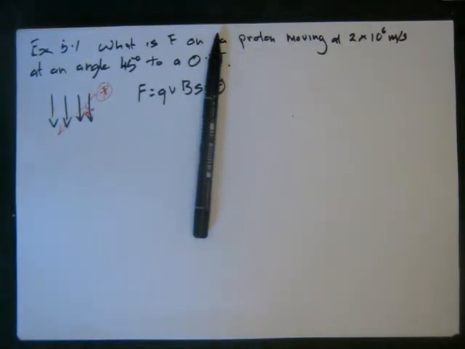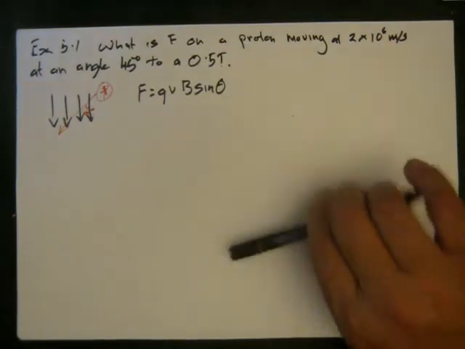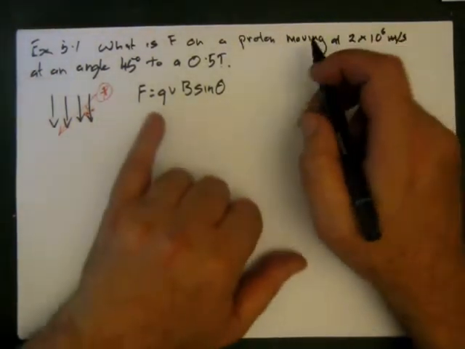Elementary charge, 1.602 times 10 to the negative 19 coulombs. So what do we know? We know Q.